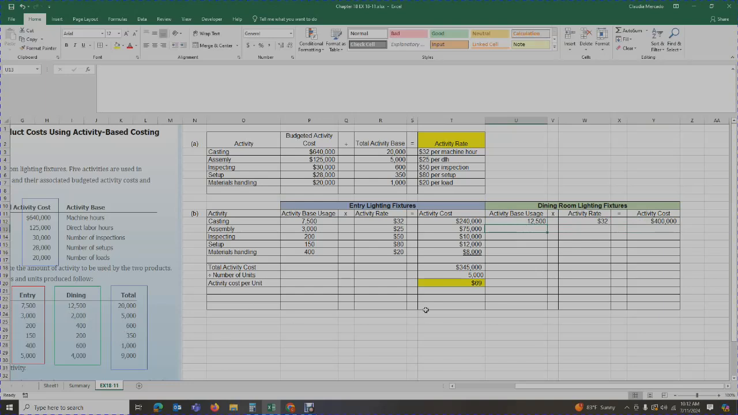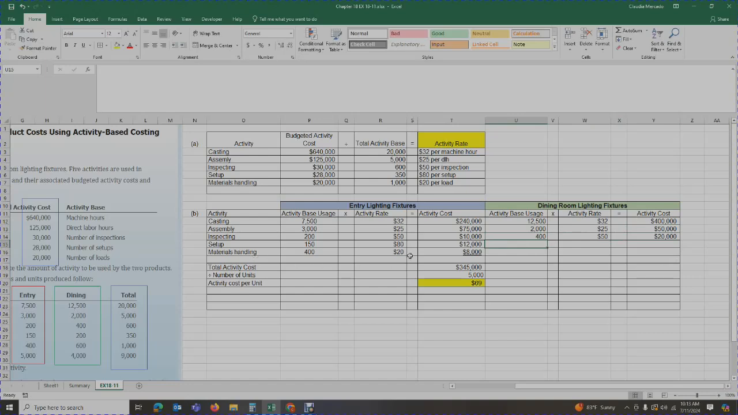For the assembly, we're going to be looking at the next item. We have 2,000 assemblies. The assemblies is $25 per assembly. So that's going to give me $50,000. The next one we have is inspecting. We've got 400 inspections. So I'm looking at the data here where it says dining, 400. For the inspection is $50 per inspection. So then that's going to give me $20,000.